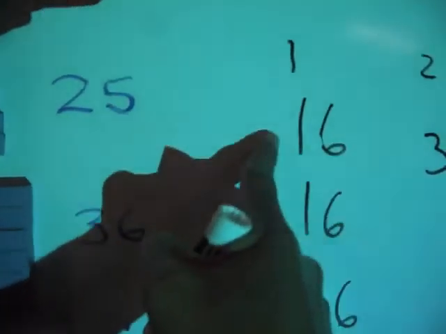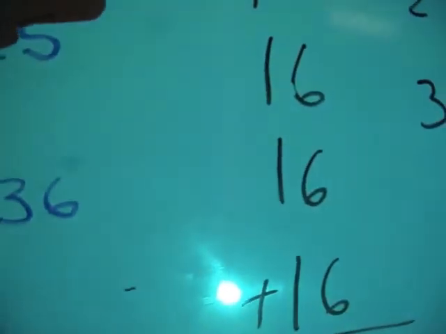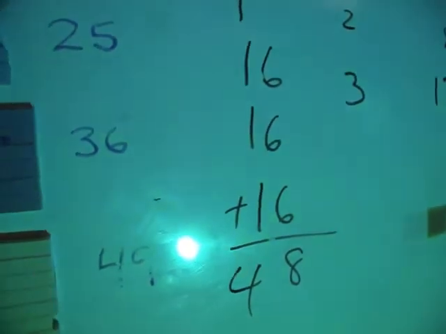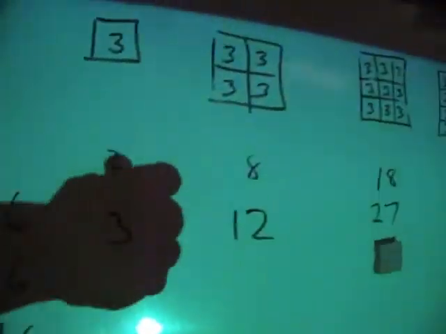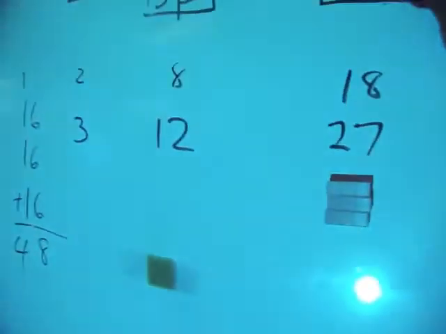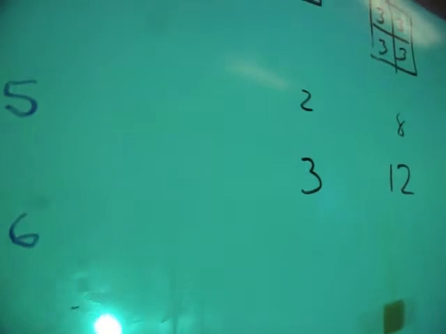Now, how many is that? 1, 2, 3, 4. 48. Easy. Right? Or we could have counted it by 3s. Okay, so now, why do we do all of that? So we could do this.